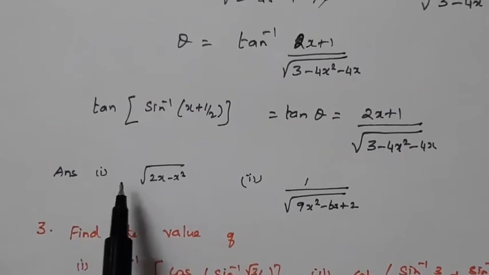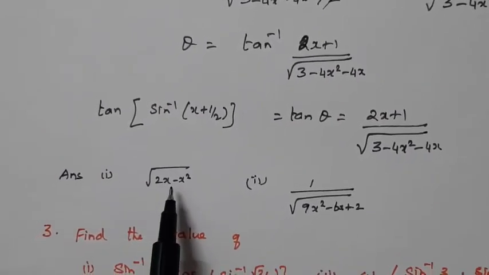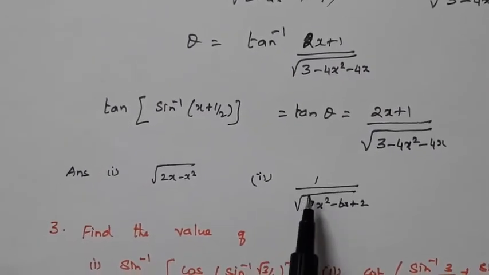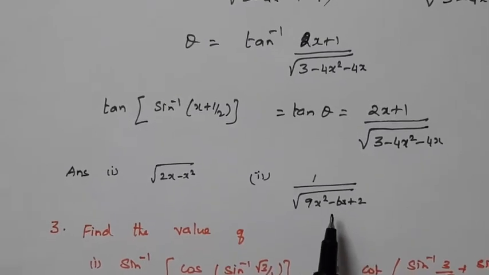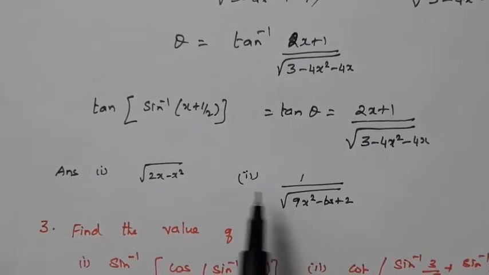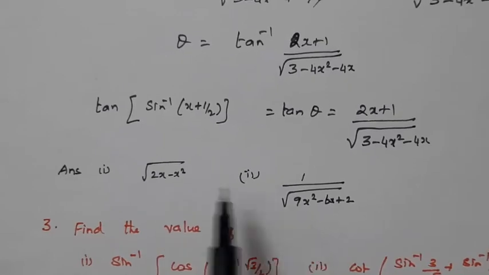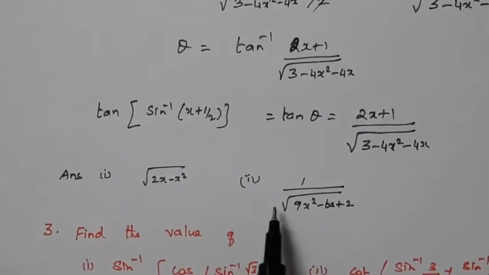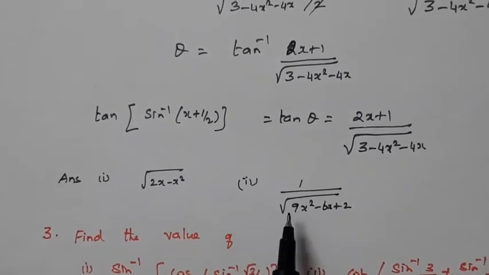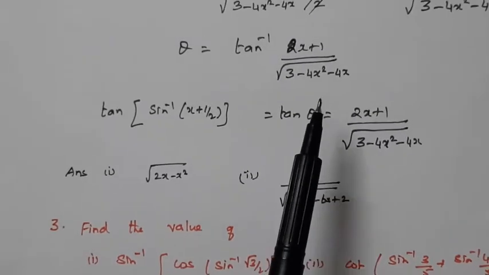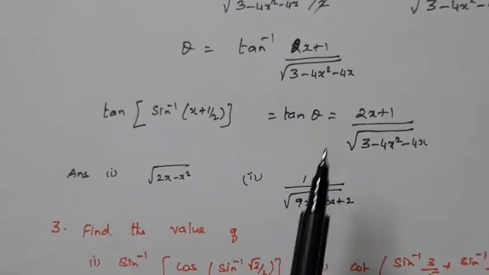The answer for the first subdivision is square root of (2x minus x squared), and for the second subdivision it is 1 by root of (9x squared minus 6x plus 2). So you can check whether you get the corresponding answers. This would be the value expressed in x. You have to proceed as in the third subdivision, in the same way.